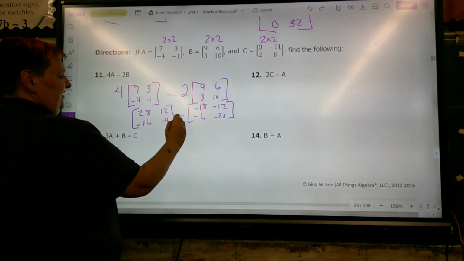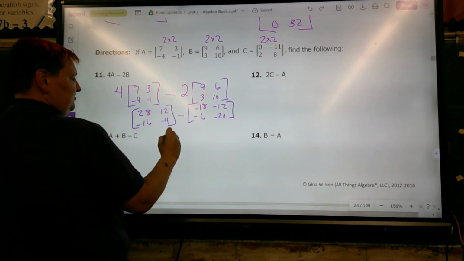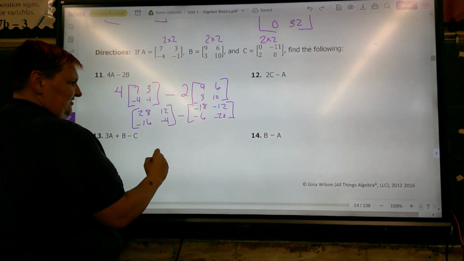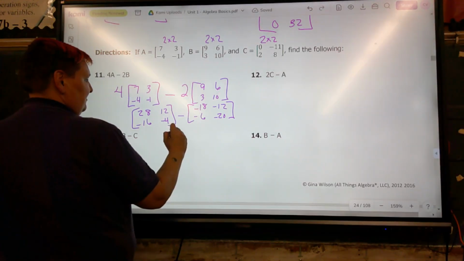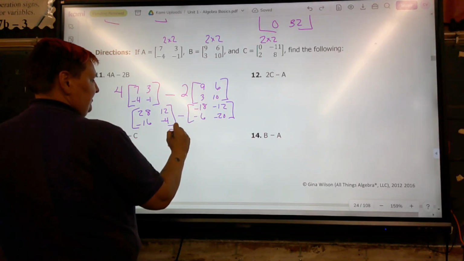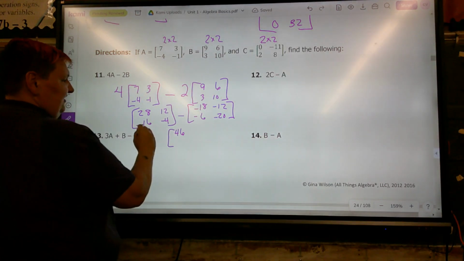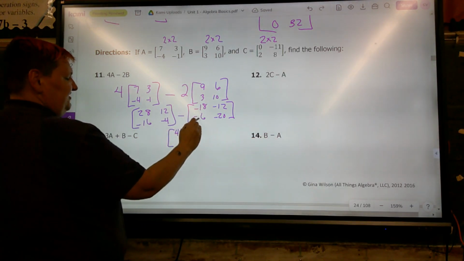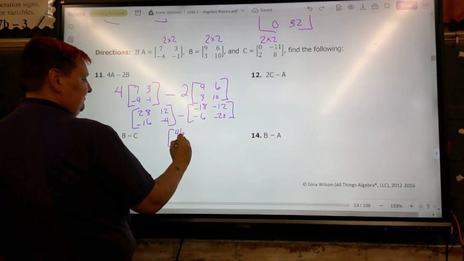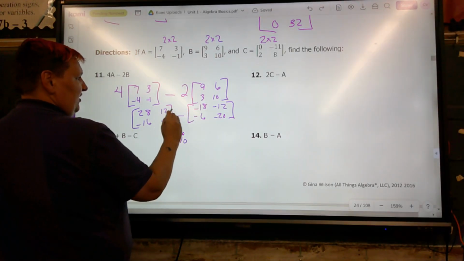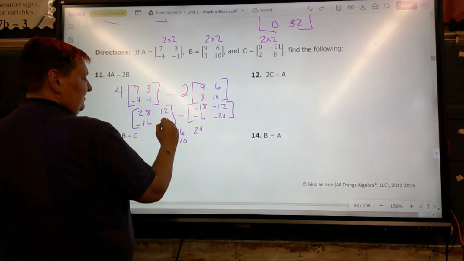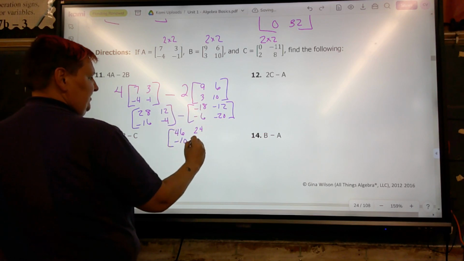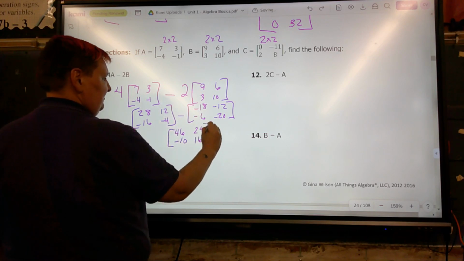All right, 28 minus negative 18 is going to be 28 plus 18. So that's 38, 46. So your answer is going to be 46. Negative 16 plus 6 is going to be negative 10. 12 plus 12 is going to be 24. Negative 4 plus 20 is going to be 16.